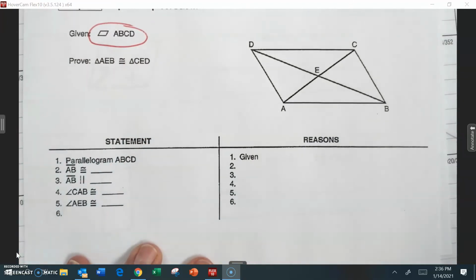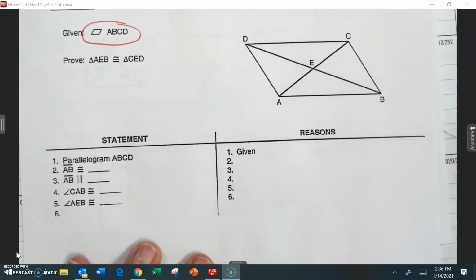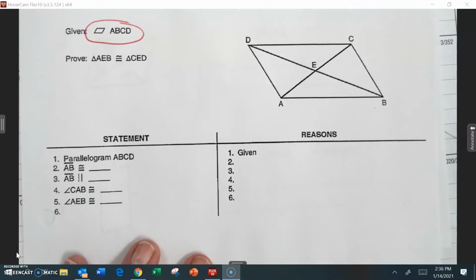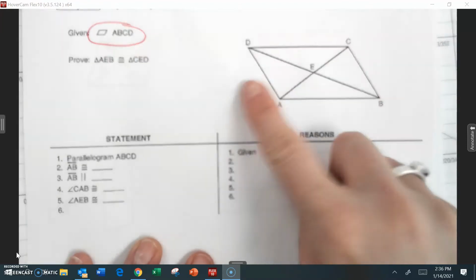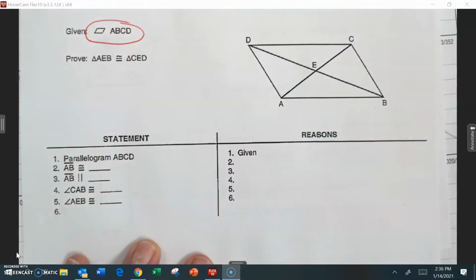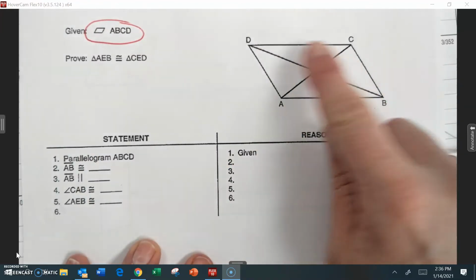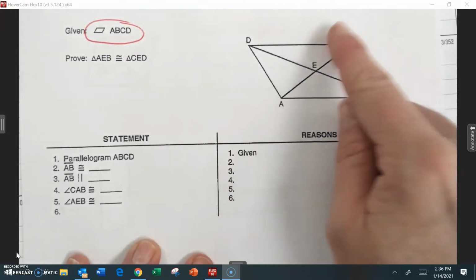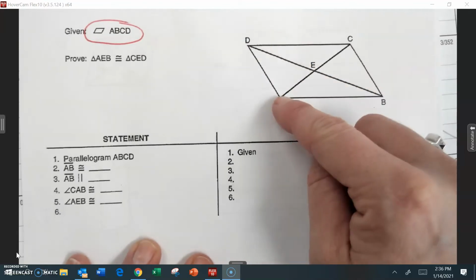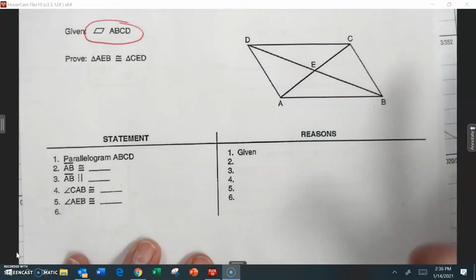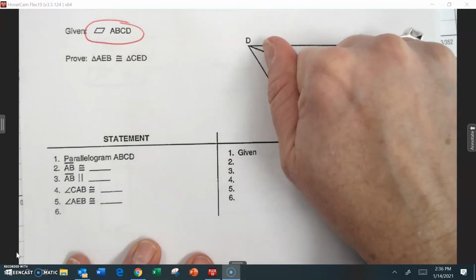So what that means is, oh my gosh, I could make a list, but here I'm going to say it fast. We know already that opposite sides are equal. Why? Because they told us it's a parallelogram. We know that the diagonals bisect each other. We know that the opposite angles are congruent. We know that the consecutive angles are supplementary. All those things that we've learned about a parallelogram, we already know.